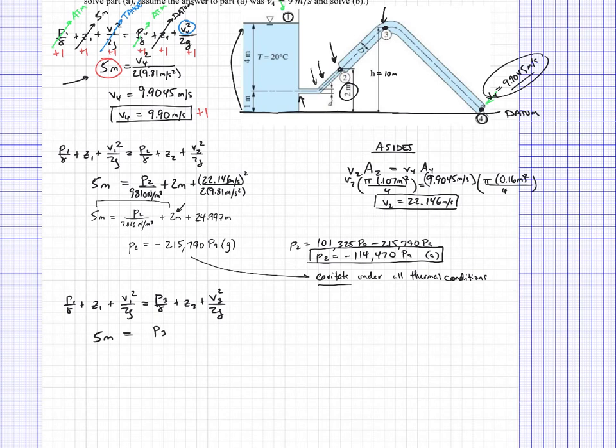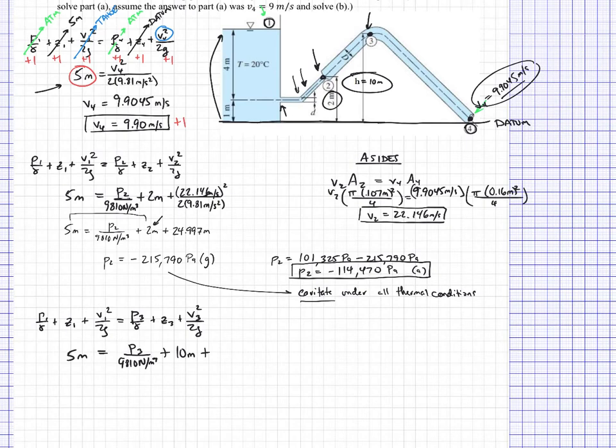I'm going to get P3 on gamma, which is 9810 newtons per meter cubed. Okay, the Z at 3 is 10 meters. I tried to get a number that would make this close. I think I succeeded. I can't remember. And then plus, well, V3. What is V3? Well, the diameter of the pipe here is the same as the diameter of the pipe here, so the velocity will be the same. So we'll do 9.9045 meters per second, squared, divided by 2 times 9.81 meters per second squared.